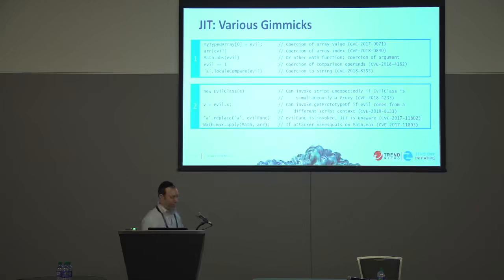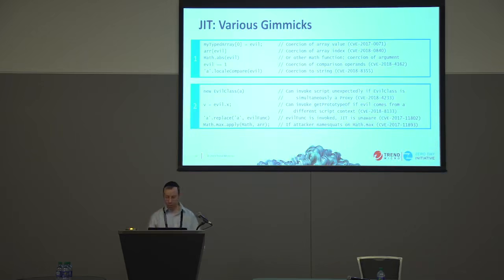In v = evil.x, the JIT compiler was thinking that this was a simple property access, whereas in fact it was calling a custom getPrototypeOf method in one very special case, where evil is an object that originates from a separate script context like an iframe. And finally, that bottom one there, Math.max.apply, was found to cause unexpected script execution if the attacker name squats on the built-in Math.max function.